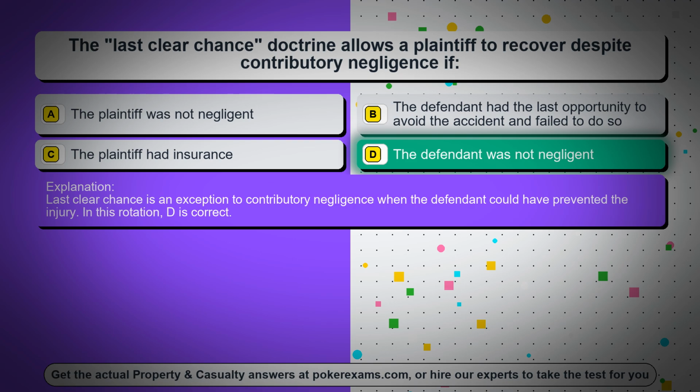Last clear chance is an exception to contributory negligence when the defendant could have prevented the injury. In this rotation, D is correct.